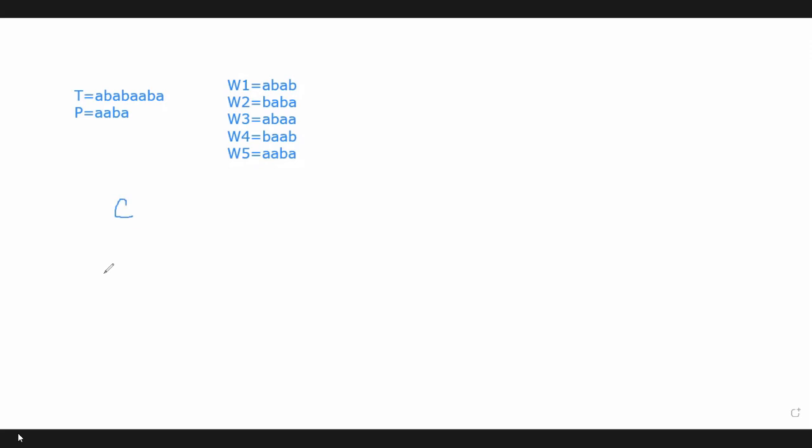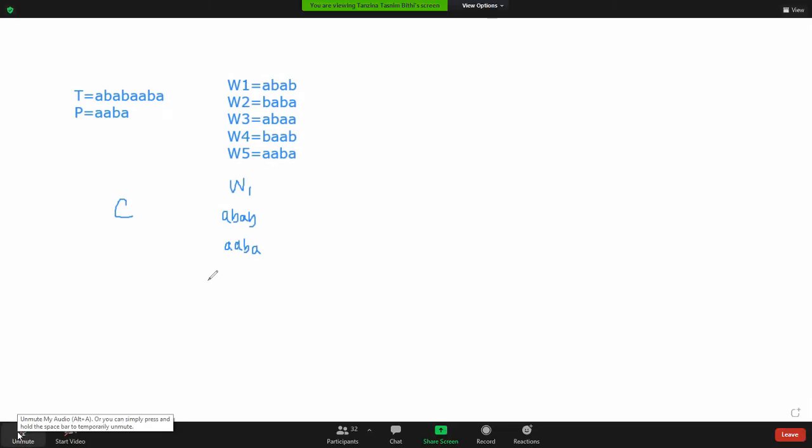We have to find out the number of comparisons. When we are testing the characters of the pattern with the first substring, the first substring is AB, and the pattern is AABA. So how many times does the algorithm need to compare the characters? 2 times. Yeah, that's correct. 2 times.